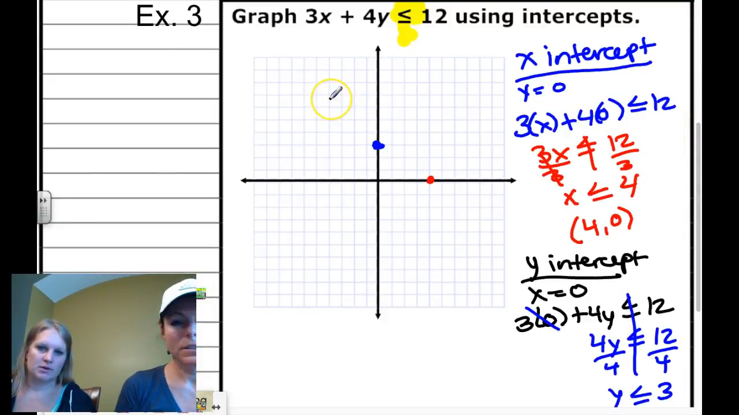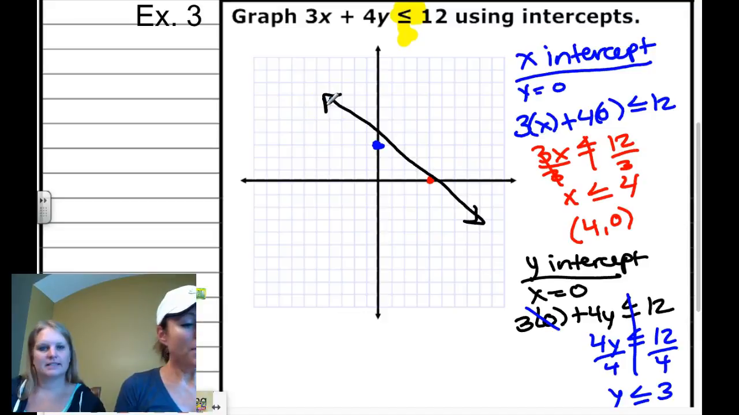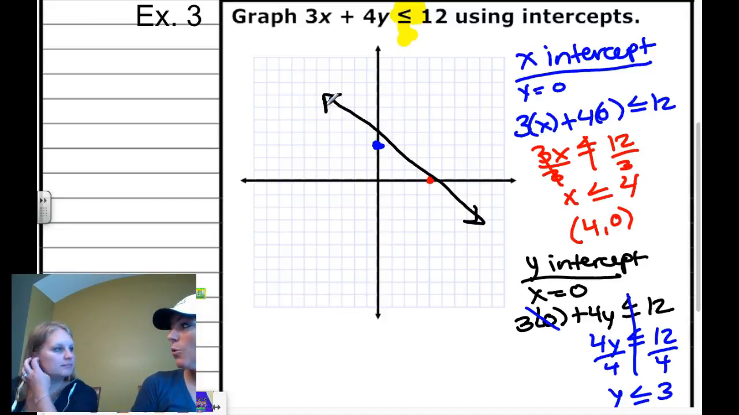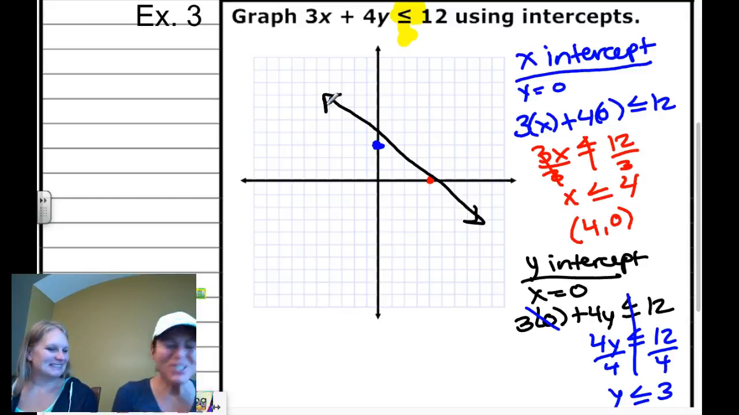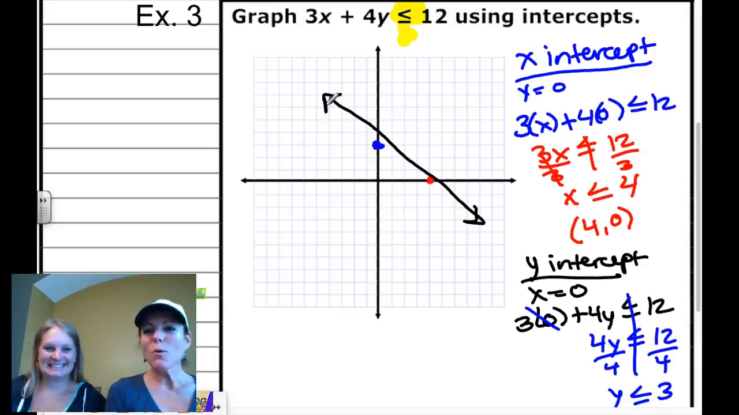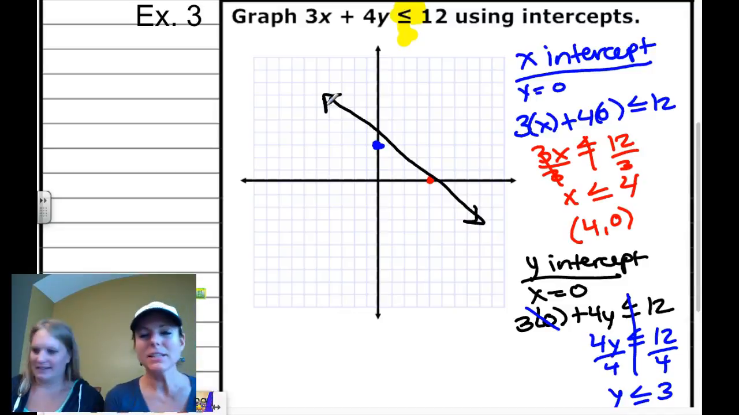So I'm going to draw it. Whoa, I missed. We meant it to go through there, so use your imagination. Now we have to shade. But it's less than or equal to, so just shade below. But we don't have it in slope-intercept form. So can we use that test point 0, 0? Let's just plug 0, 0 in, and then we'll know where to shade.